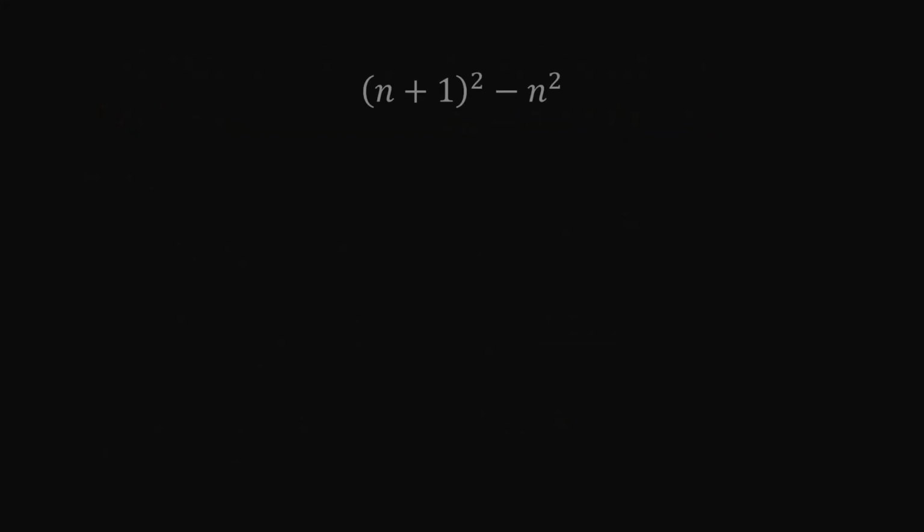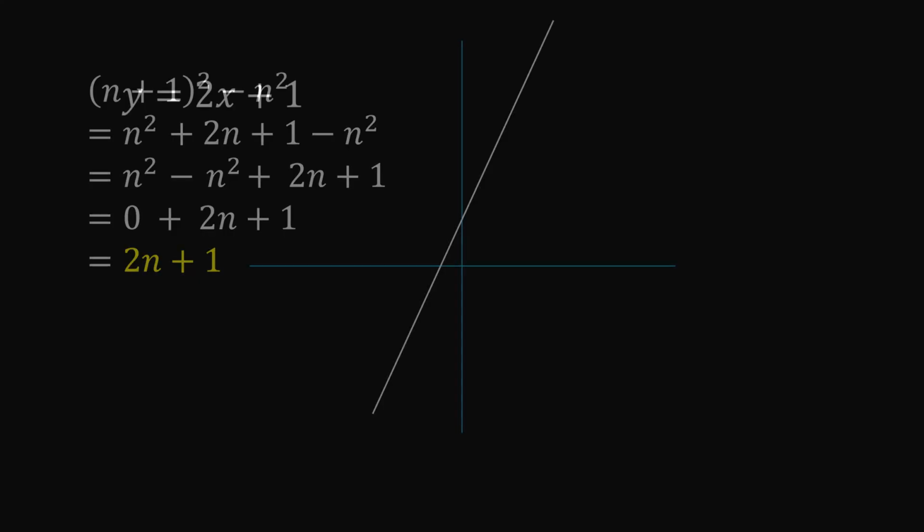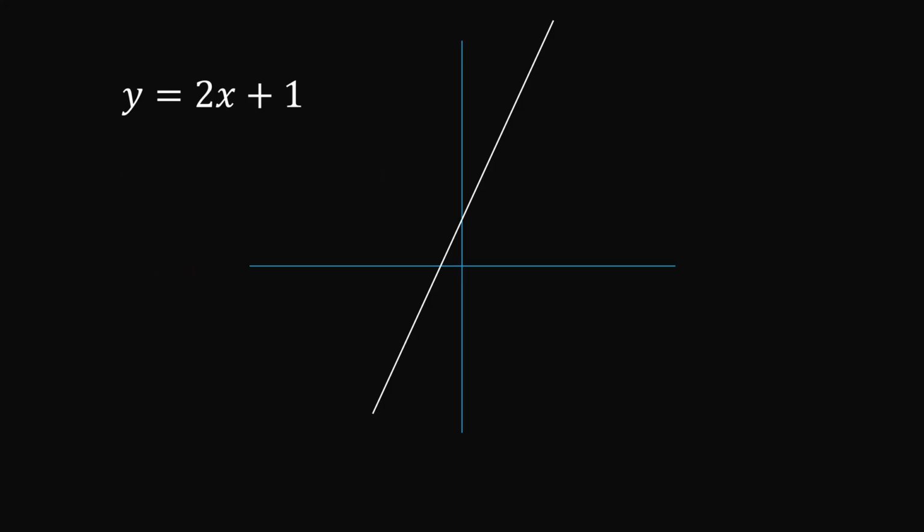Exactly what we expected. This also means that the difference of any two consecutive perfect squares should be an odd number. Let's quickly check it out. N plus 1 whole squared minus n squared. N plus 1 whole squared is a binomial which can be expanded as n squared plus 2n plus 1. Subtracting n squared from that, we are left with 2n plus 1. Same as we expected.